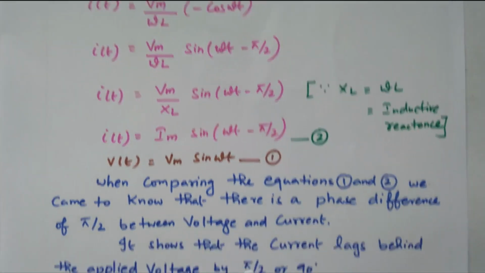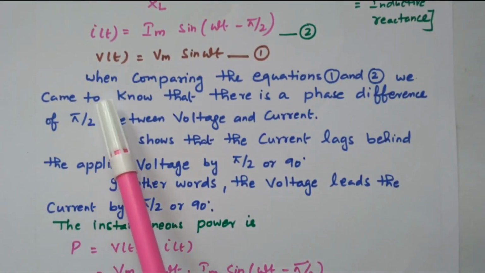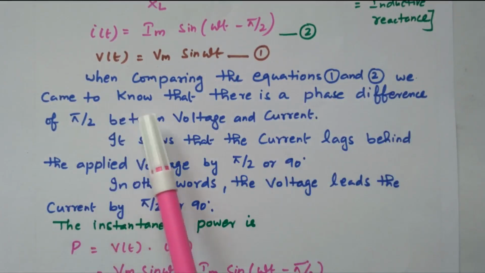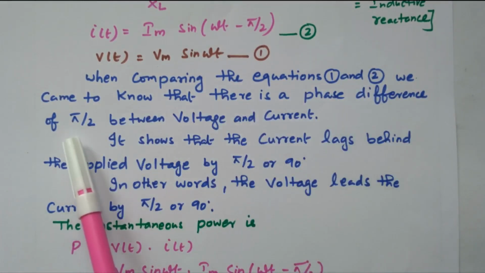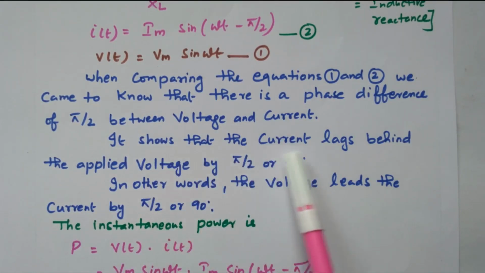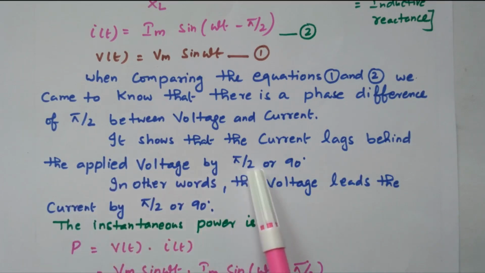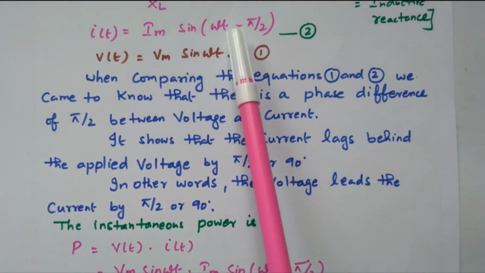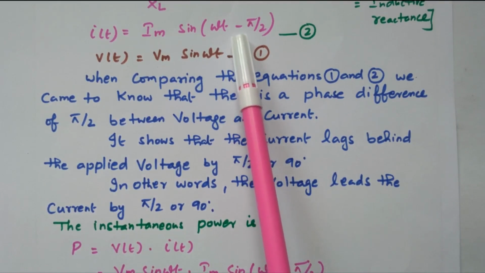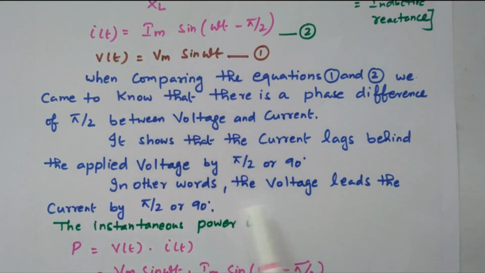That indicates, when comparing equations 1 and 2, we come to know that there is a phase difference of pi by 2 between voltage and current. It shows that current lags behind the applied voltage by pi by 2 or 90 degree. This minus pi by 2 refers to lagging. Current is lagging the voltage. In other words, the voltage leads the current by 90 degree. So by analyzing the two equations, we come to know that current is lagging the voltage by 90 degree. Now we'll go for the instantaneous power.